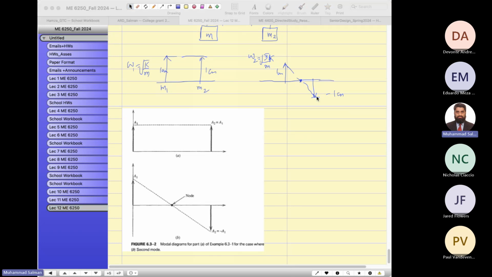I think I've finished these mode shapes. I will finish the lecture now, and I'll see you next time.